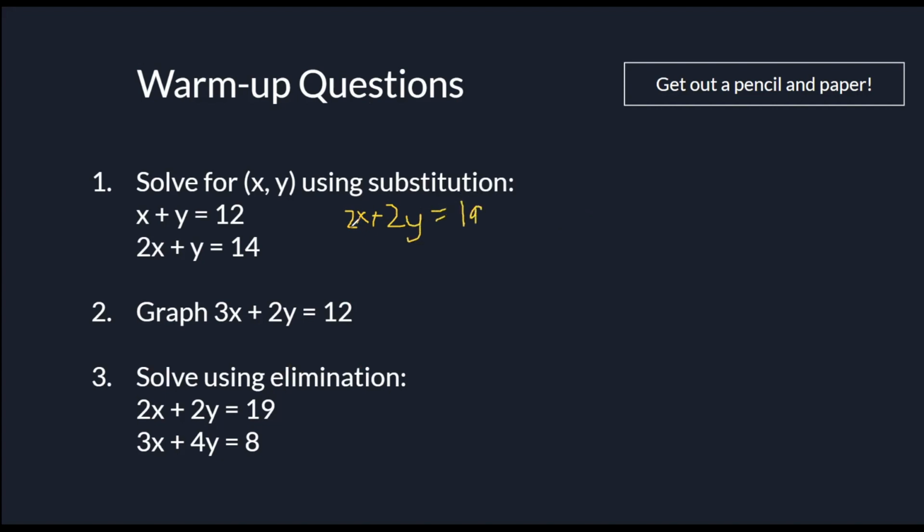We'll call this one equation 1. For equation 2, we'll write 3x plus 4y equals 8. So any ideas? How can we eliminate one of the variables by adding or subtracting some multiple of one equation from the other?